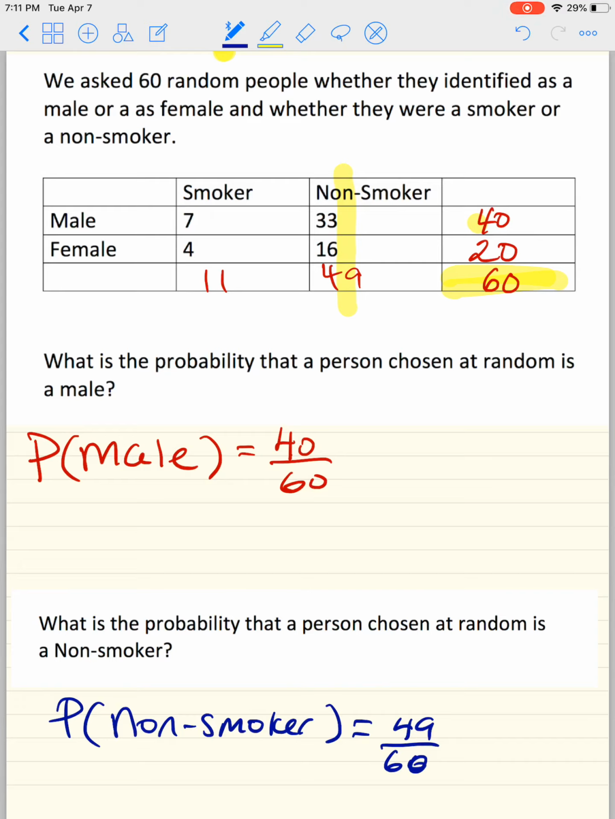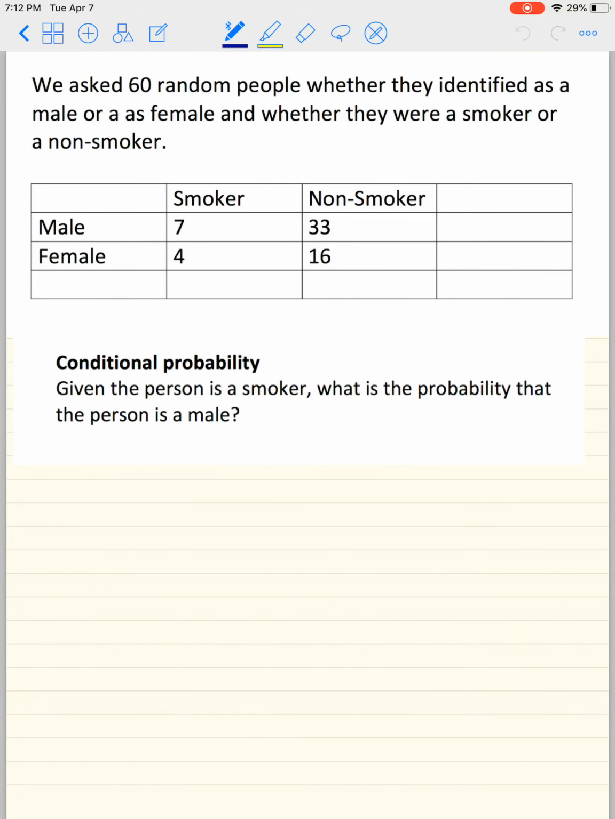Now, in both of these examples, we use 60. So we use this number here. We use the total because we don't care if the person was a smoker or a non-smoker. We just wanted them to be a male. And in this case, we didn't care if the person was a male or a female. We just wanted them to be a non-smoker. So it was out of everyone. In the next problem, this is where conditional probability comes in.